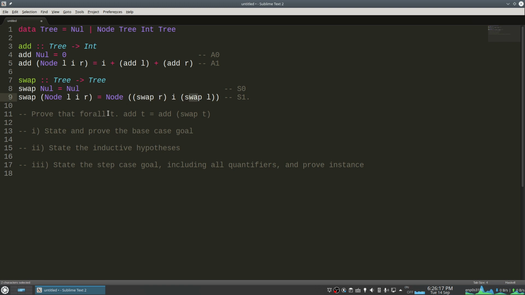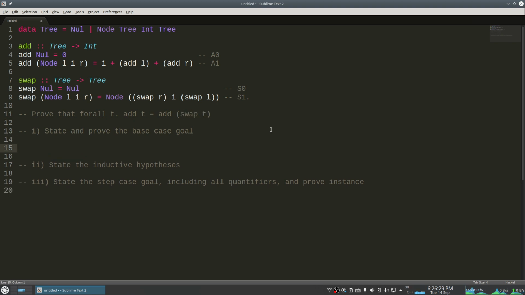What we want to prove is that for all trees T, the addition of all the elements in the tree is the same as all the elements if the tree was swapped around. So I have to state and prove the base case goal. Well, that's just going to be, we have to prove add null is the same as add swap null. So that's my base case goal.